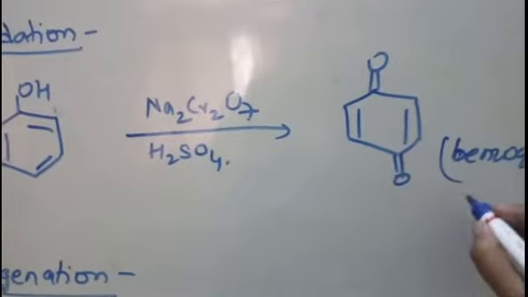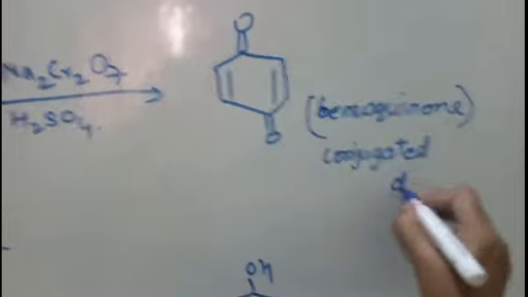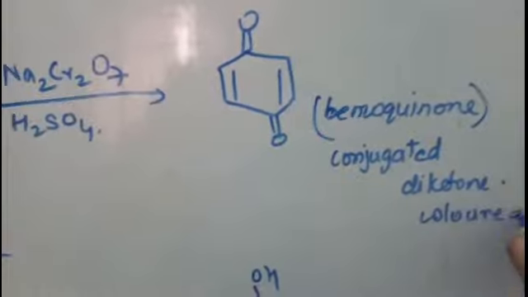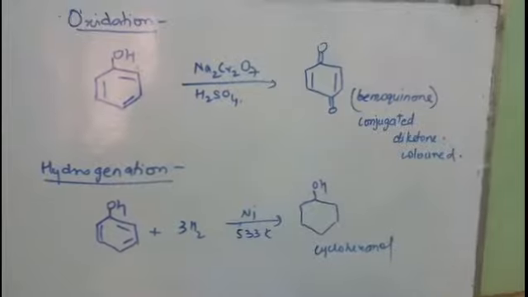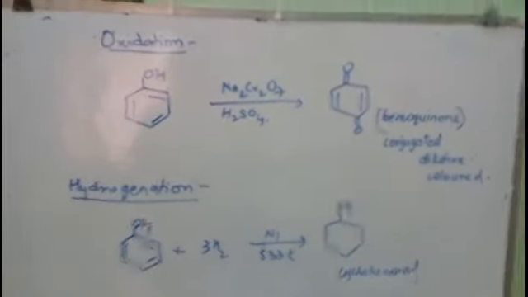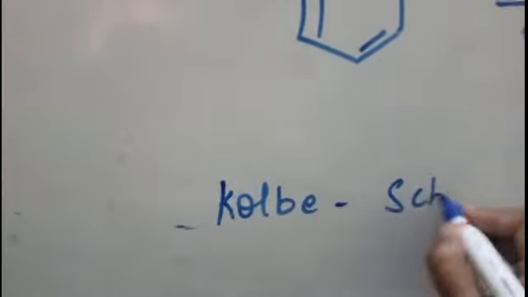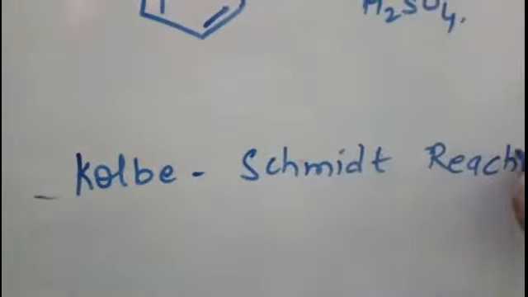This benzoquinone is a conjugated diketone, which is colored, and due to that the phenol also develops color. Understood? Otherwise it is colorless. So that is oxidation. Now the next reaction is the Kolbe-Schmidt reaction, or simply the Kolbe reaction.